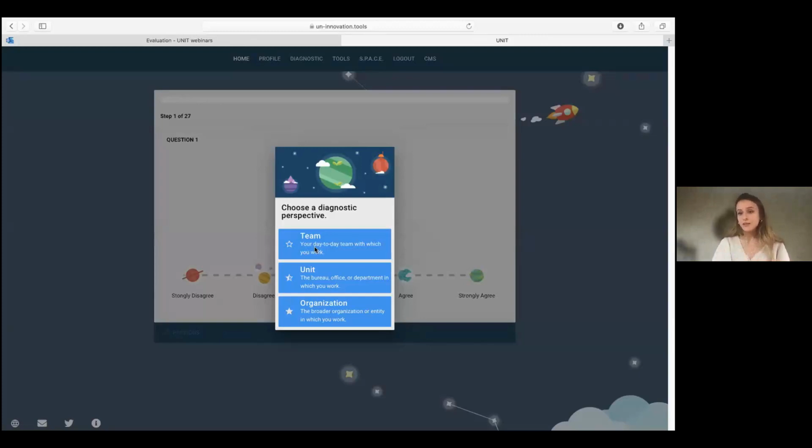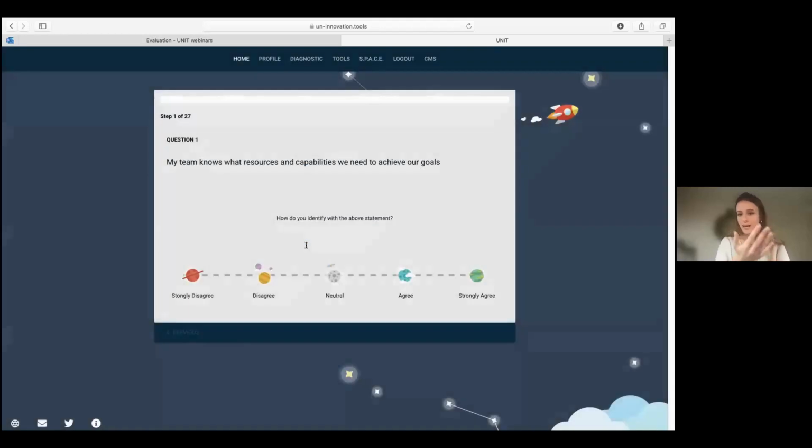If it's a team level type of discussion where you want to evaluate your readiness to innovate, then you would choose team, and the same with unit, and the same with organization. An example of the type of questions you will have: My team knows what resources and capabilities we need to achieve our goals. After a discussion with my team, I believe that I agree with this statement. Second question, my team has a clearly defined set of goals for innovation.